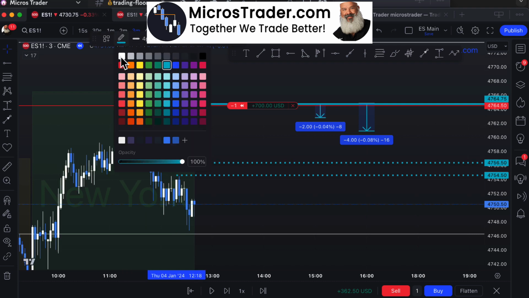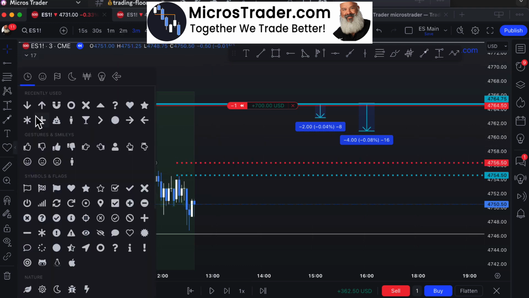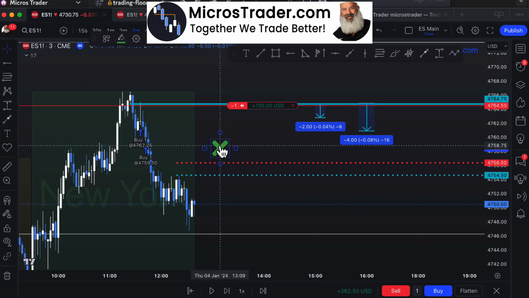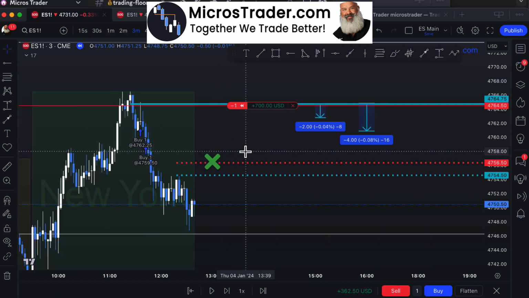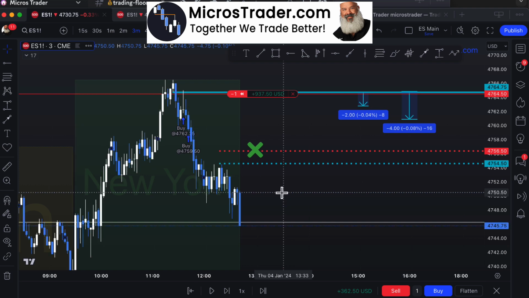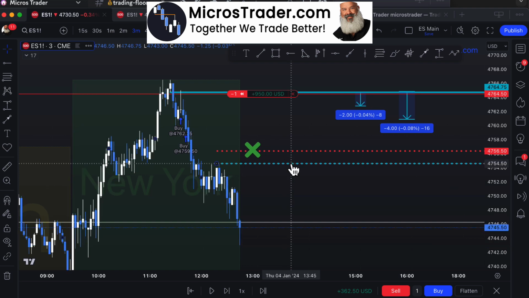Let's make this red. Okay, now all you're doing is being mechanical. You're like, okay, that's where my stop is. Right here, I'm going to put the X right there on that. If price gets there, we get out of the trade. We're 2 points above the break level. Let's play here. Okay, we got a new break level.